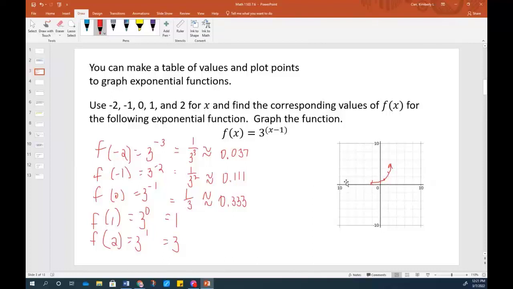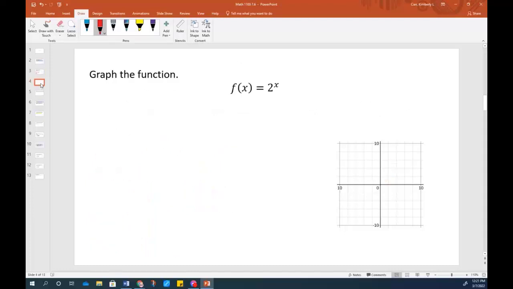They're always going to stay positive because we have a base, like where this 3 is. The base is positive, and when you raise a positive number to something, you get a positive, even though it can be really small. Okay, so we'll do one more of those.